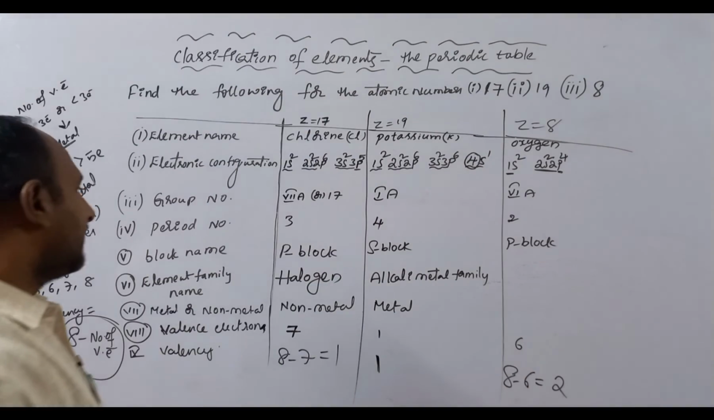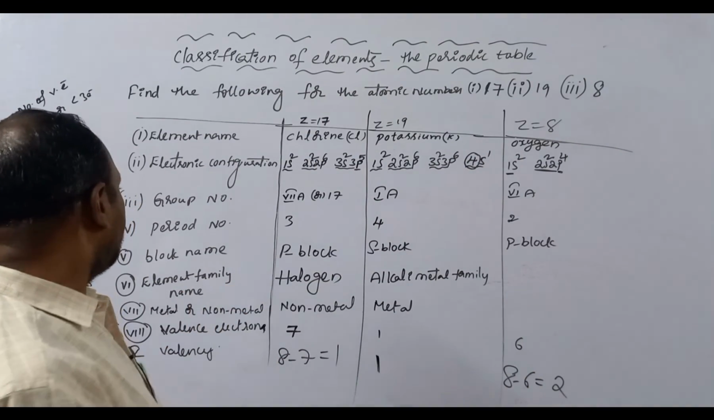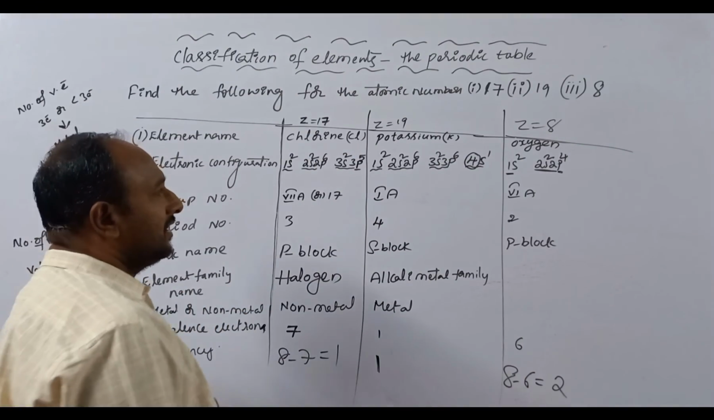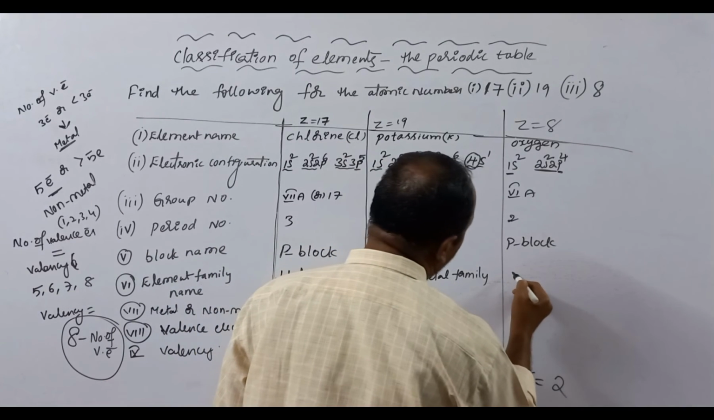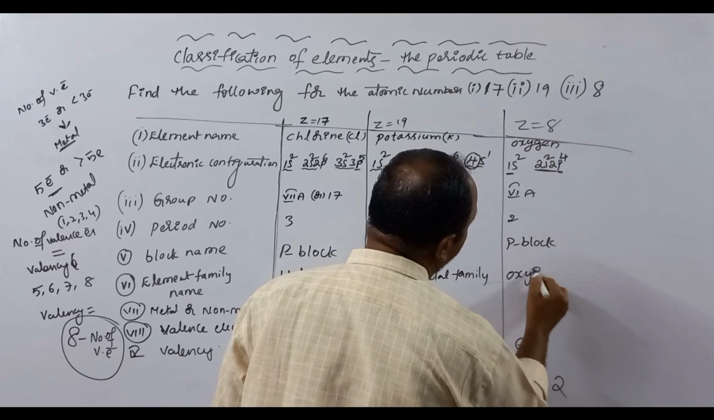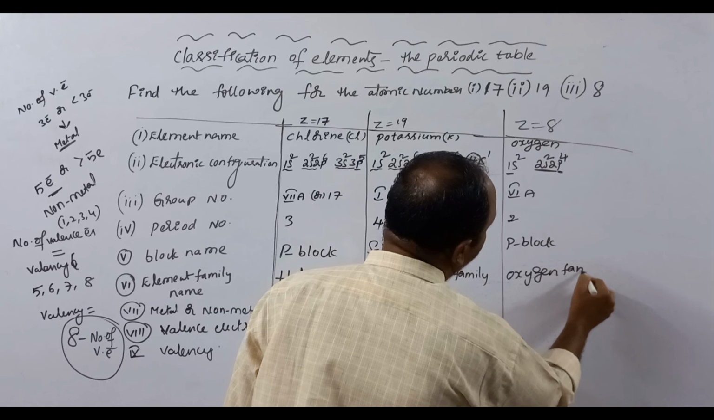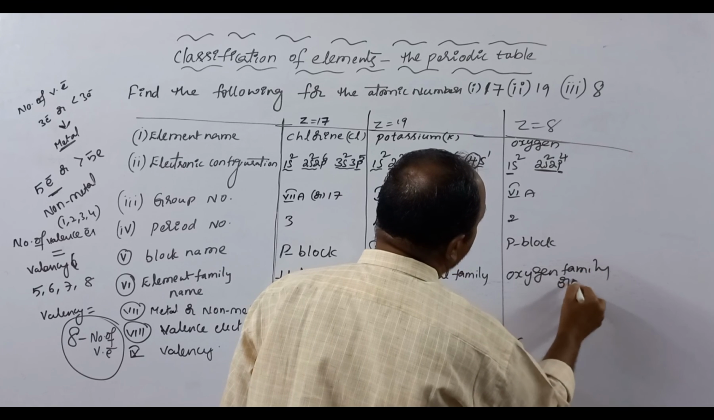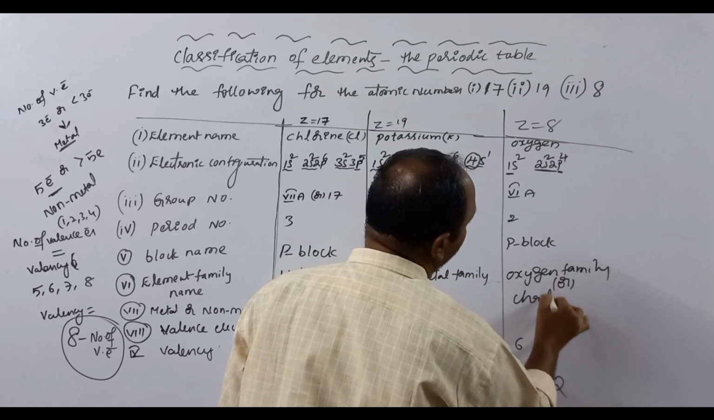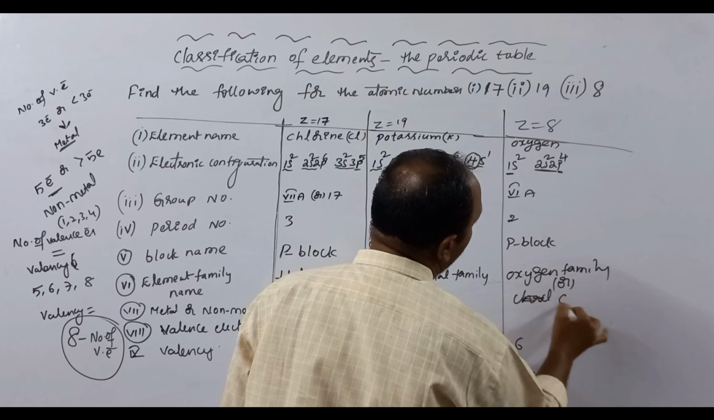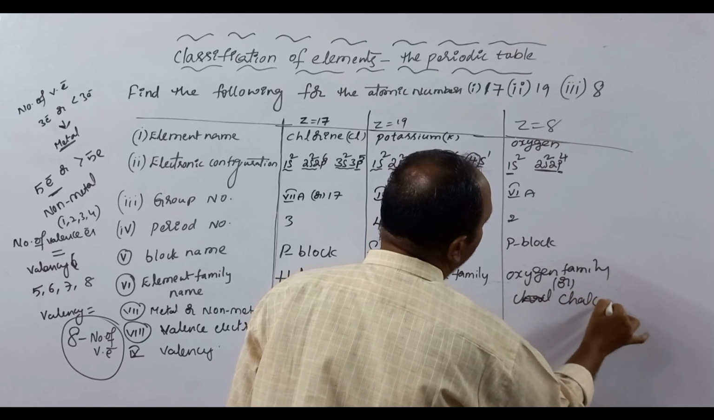Next, element family name for oxygen. 16A group elements are called oxygen family, or chalcogen family.